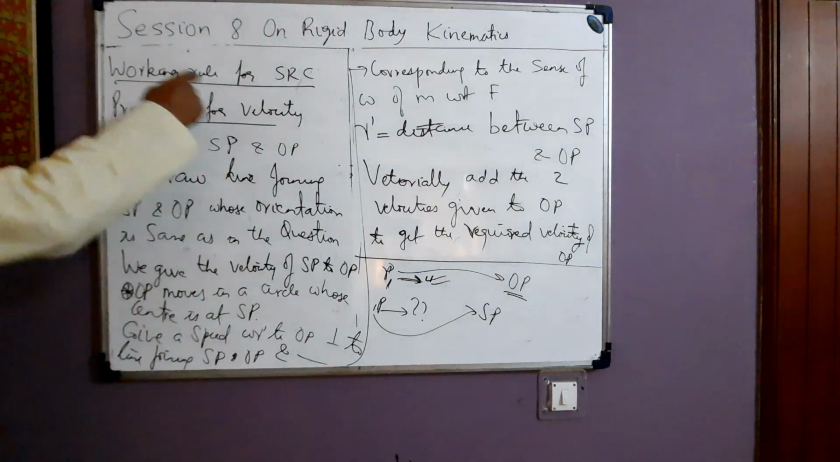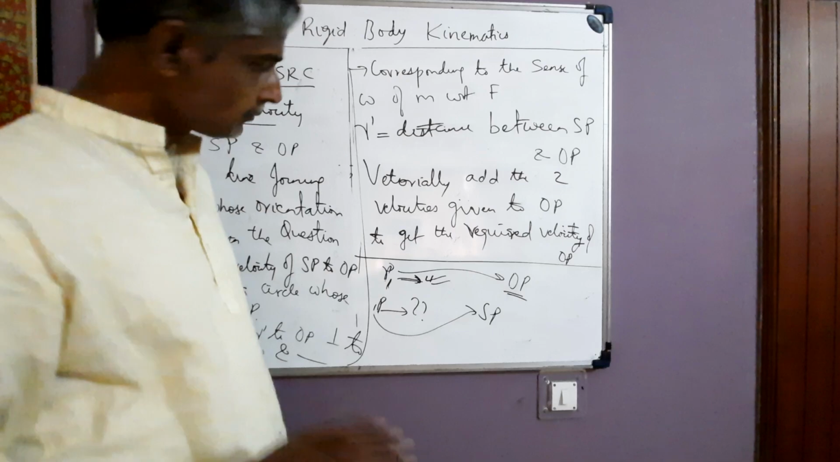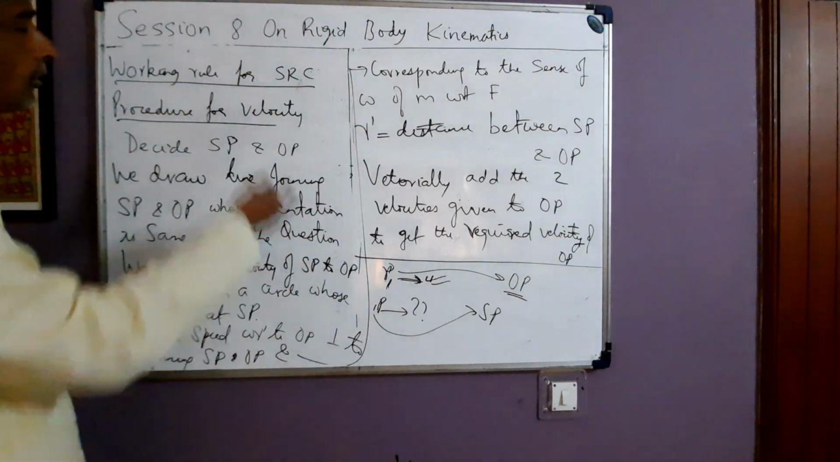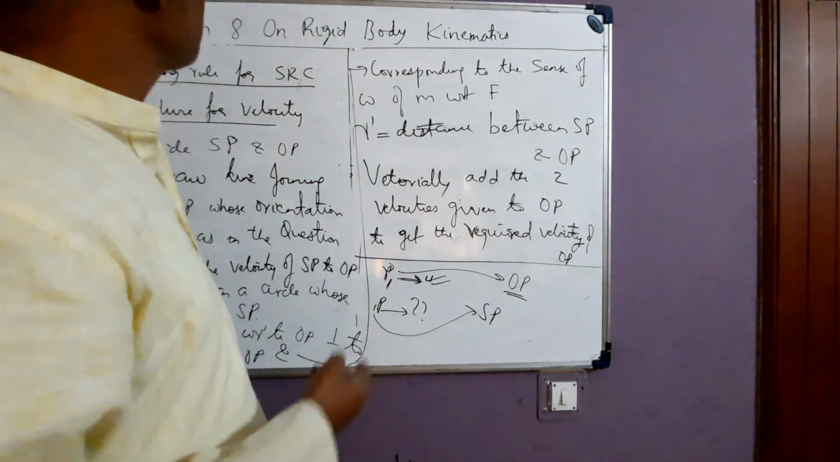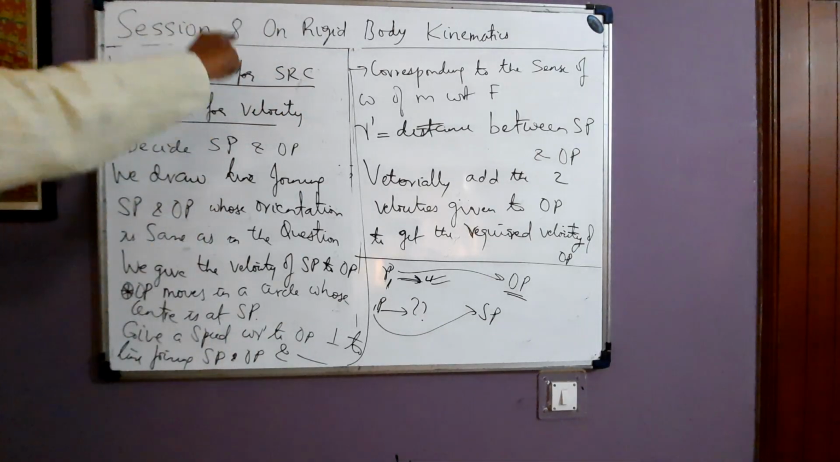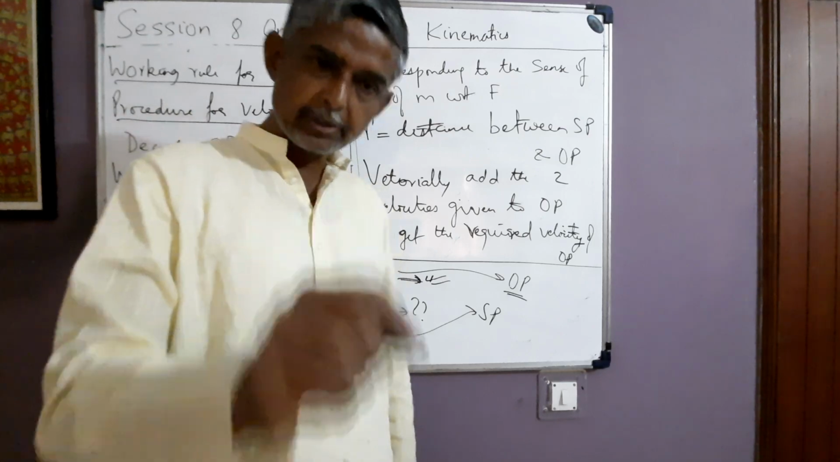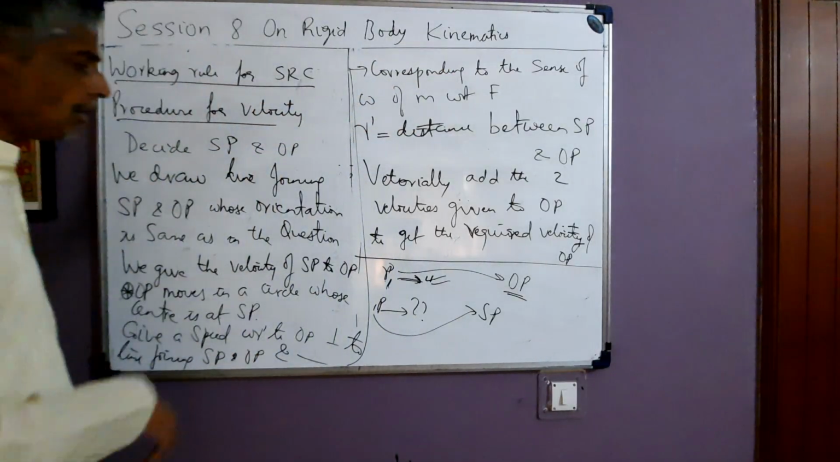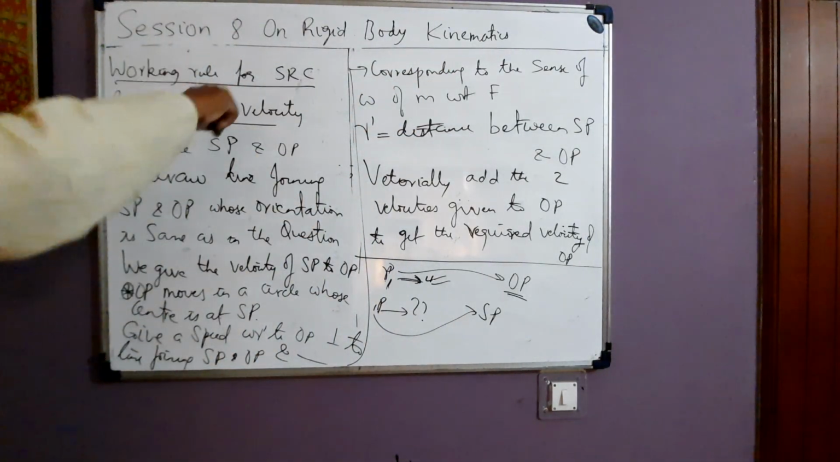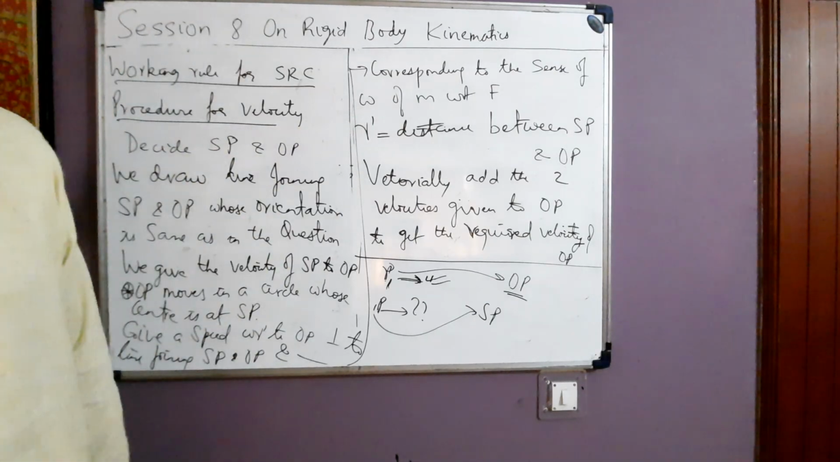So this is the 8th video on rigid body kinematics. I fully discussed it. In the 9th video on rigid body kinematics, I'll take up numerical problems. The 7th and 8th videos are very important chapters of rigid body kinematics. They should be known completely. In the 9th session, I'll take up numericals based on this velocity equation. Fine, so I close it here.